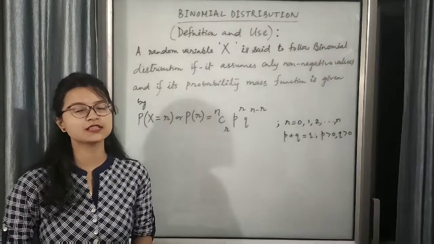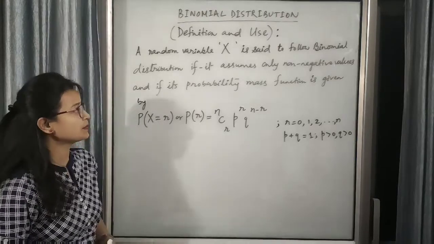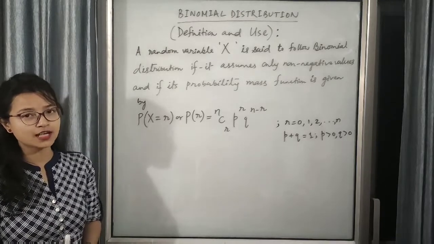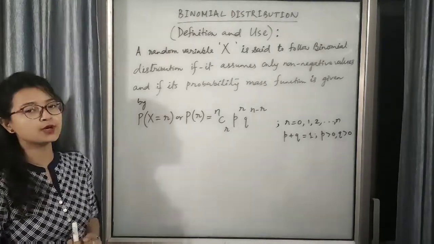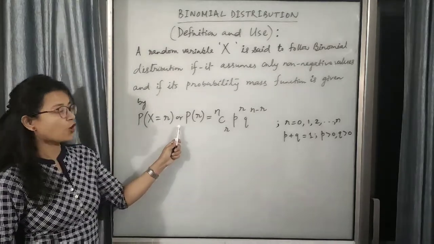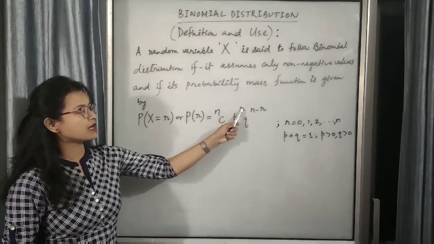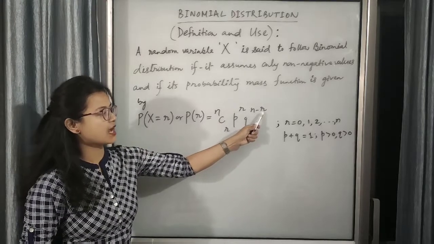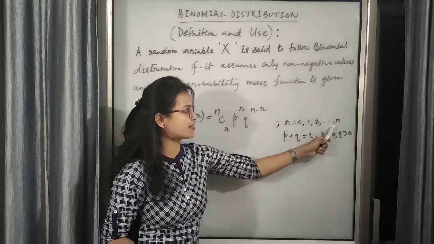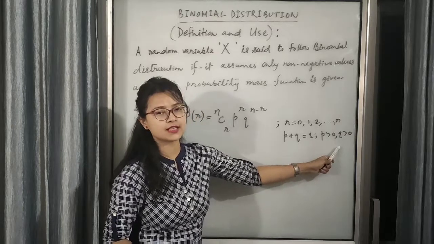Friends, in this video we will discuss the binomial distribution, its definition and use. A random variable X is said to follow binomial distribution if it assumes only non-negative values and if its probability mass function is given by P(X = r), or P(r), is equal to nCr p to the power r q to the power n minus r, where r is a whole number taking the value 0 to n, p plus q is equal to 1, and p, q are both greater than 0.